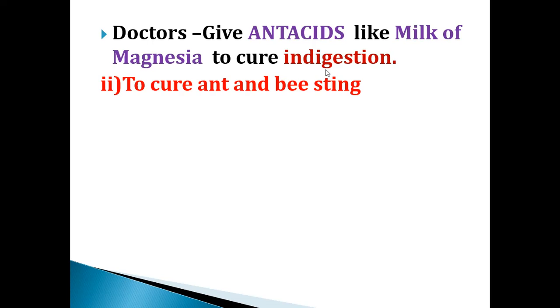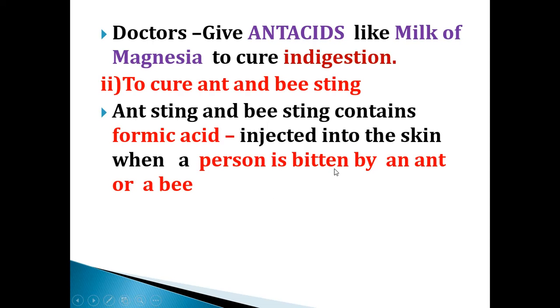also used to cure ant and bee stings. When a person is bitten by an ant or bee, they inject into our skin the ant sting or bee sting. Ant sting and bee sting contain formic acid. Which is the acid present in ant sting and bee sting? Formic acid. Ant sting and bee sting, which contain formic acid, are injected into the skin when a person is bitten by an ant or a bee.